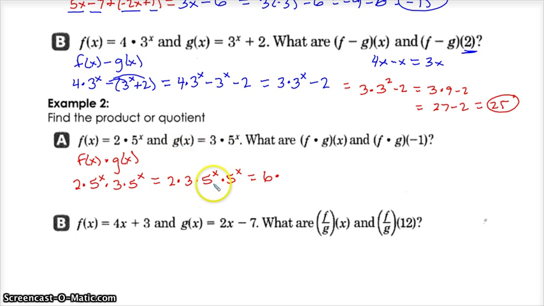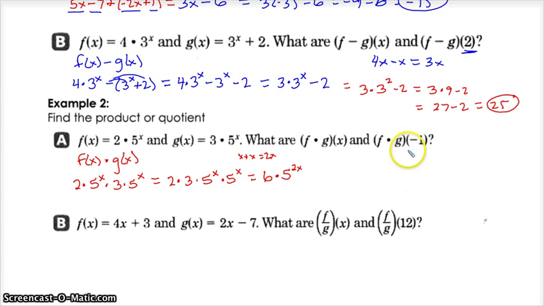Now I look over here at 5 to the x. This again gets a little bit tricky. If I am multiplying my two powers with the same base, I add my exponents. So 5 to the x times 5 to the x becomes 5 to the 2x, because x plus x equals 2x. So this is what I get when I multiply my two functions.